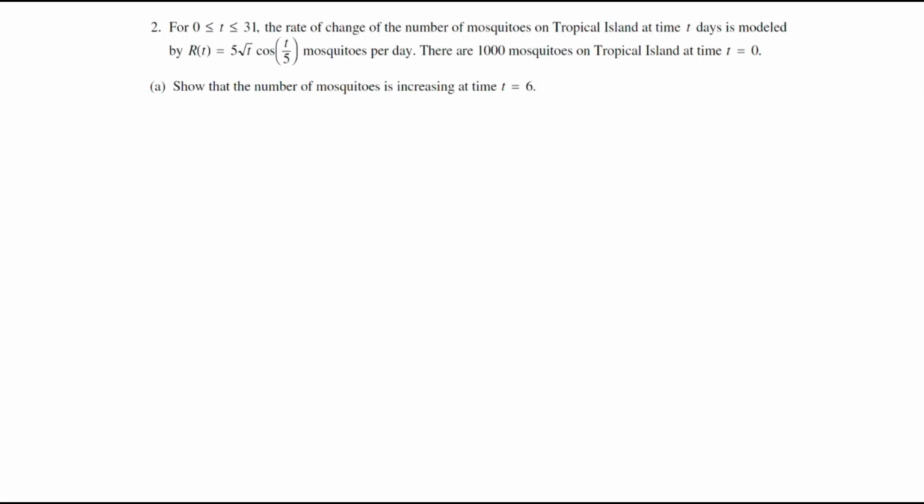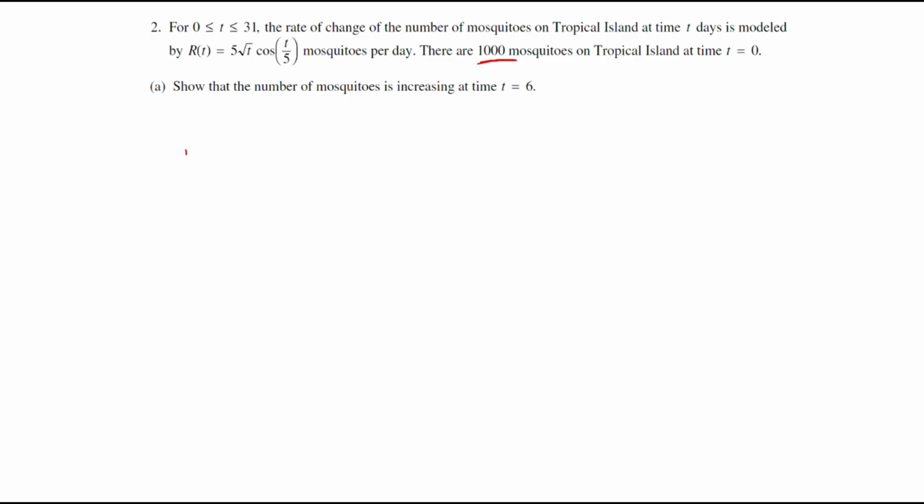All right, this is question number 2 from the 2004 Form B AP Calculus AB exam. It's a rate FRQ. From t equals 0 to 31, the rate of change of the number of mosquitoes on an island is modeled by this function r of t. We know that there are 1,000 mosquitoes at t equals 0, and we want to show that the number of mosquitoes is increasing at t equals 6.